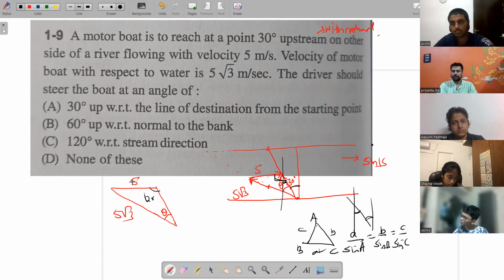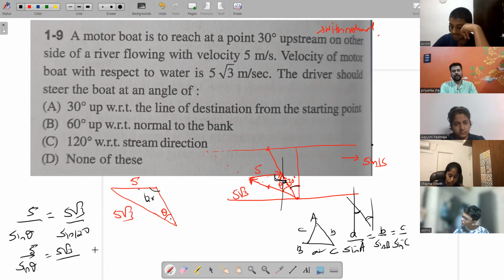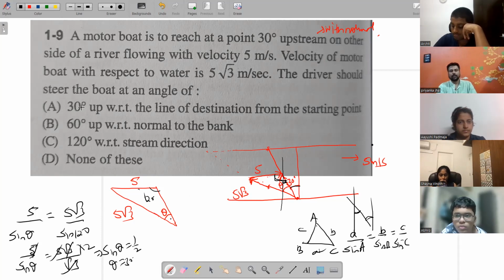See, this is 5. So 5 upon sine of its opposite angle theta equals this side 5 root 3 upon sine of its opposite angle. The opposite angle to this side is 120. So 5 upon sine theta equals 5 root 3 upon sine 120, which is root 3 by 2. This gone, this gone. Sir, the answer is this: sine theta is half. So theta is 30 degrees.